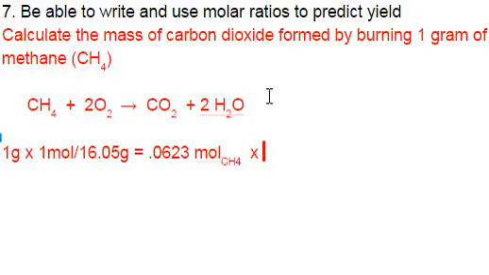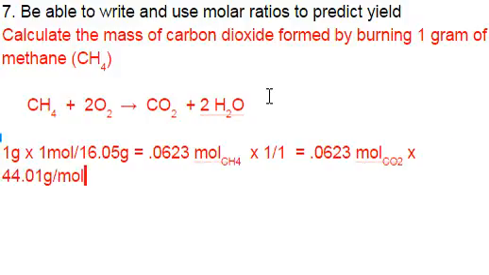Then I can convert that to moles of CO2 by noticing that I have a 1-to-1 ratio between CO2 and CH4. So this is also 0.0623 moles of CO2. Now to get my mass of that, I can multiply by the 44.01 grams per mole of CO2. When I do that, I come up with a mass equal to 2.74 grams. So that one's pretty straightforward.